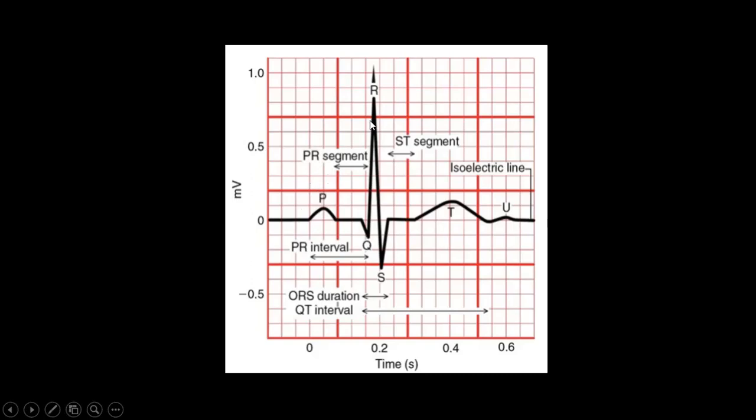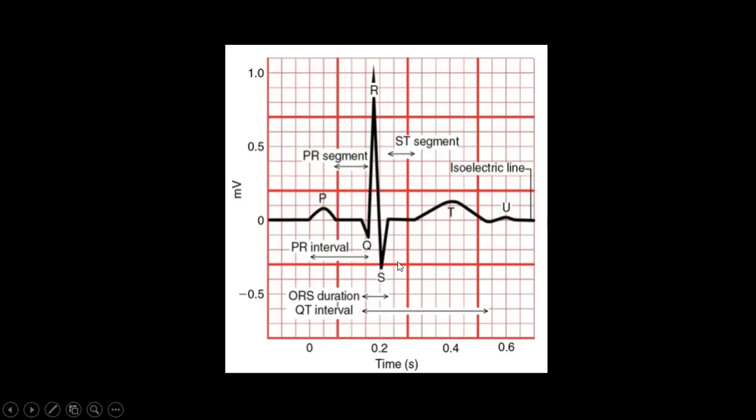Now let's discuss the QRS complex. So this is the QRS complex. It consists of three consecutive waves, and they are the Q wave, R wave and S wave. The Q wave is the initial negative deflection in the QRS complex. The R wave is the positive deflection in the QRS complex, and the S wave is the second negative deflection in the QRS complex.